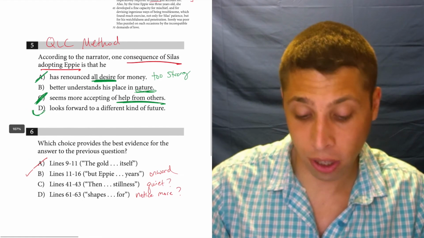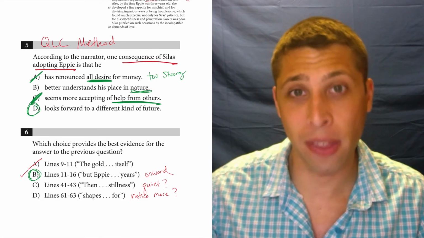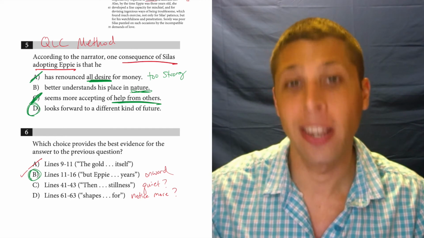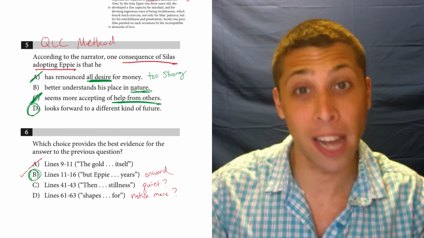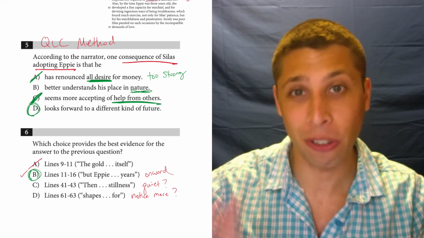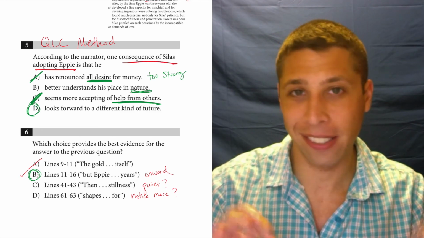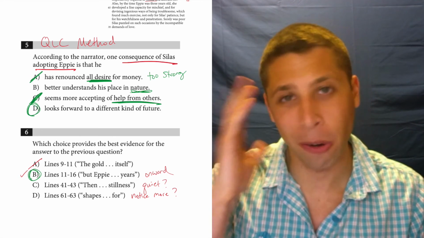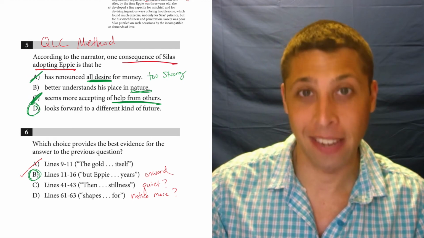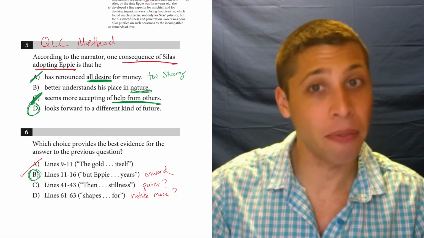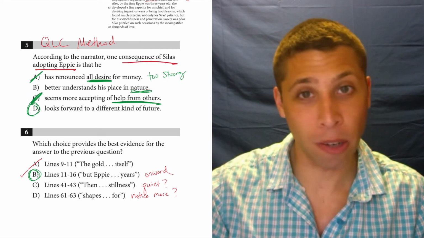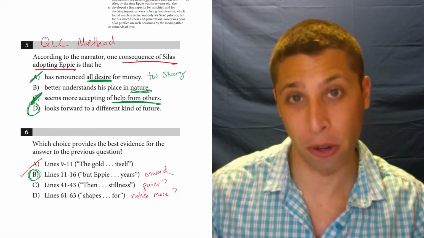It's a hard question, but that's the importance of the QLC method. It lets us follow a process and eliminate choices slowly and find a match, and that way we're focused on just small things, little things at a time, so we're not holding too much in our heads. That's the key. Follow the process. It takes time at first, but you'll get good at it, and you're much more likely to get these complicated multi-part questions correct.